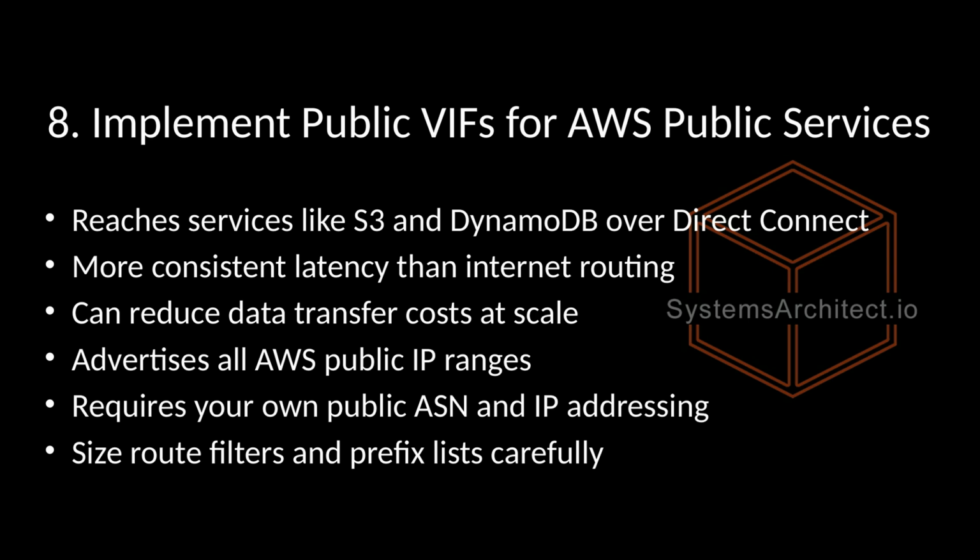A public VIF advertises all of AWS's public IP ranges, so it needs more deliberate route filtering than a private VIF. It also requires your own public autonomous system number. That's a real planning difference from private addressing. Work with your network team early to size the route filters. An unfiltered public VIF can pull in far more routes than expected.